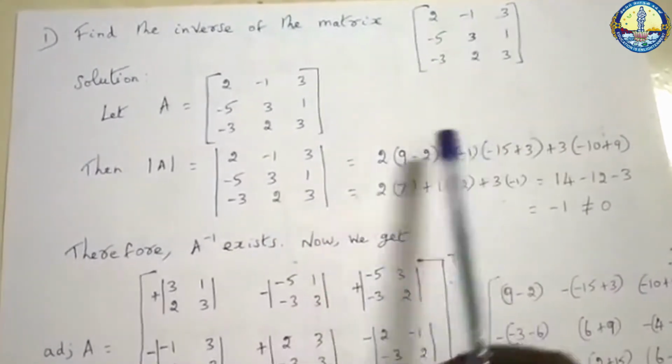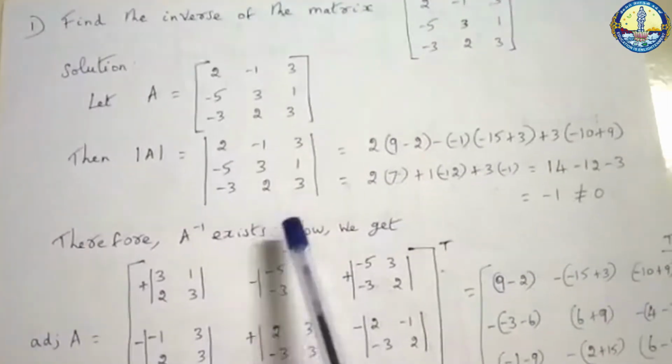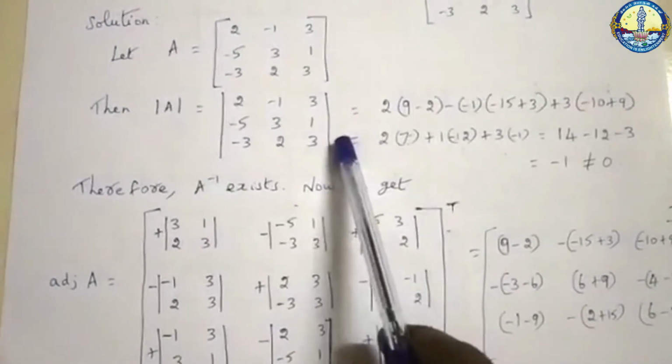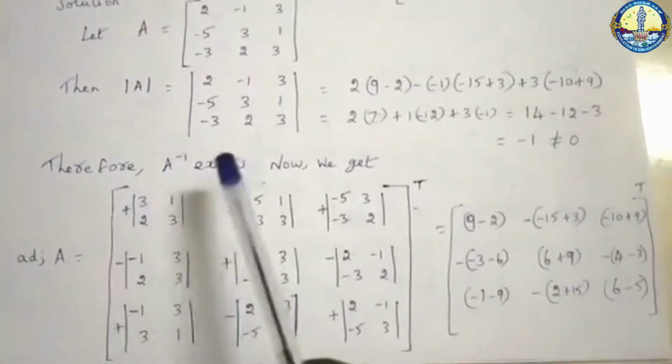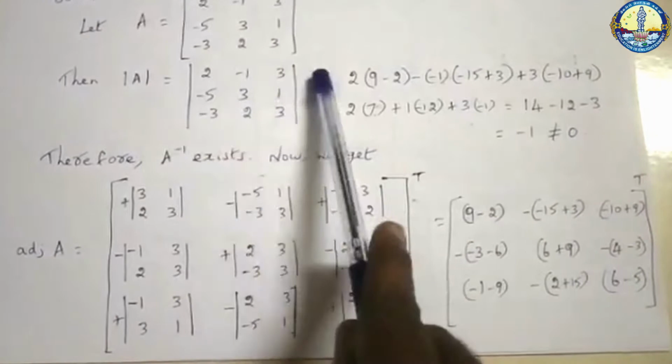This is a non-singular matrix, so the determinant is not equal to 0. Therefore A inverse exists. Now we have to find the cofactors of each and every element, and only then are we able to find the adjoint. To find the adjoint of A, we write the cofactors of each and every element.